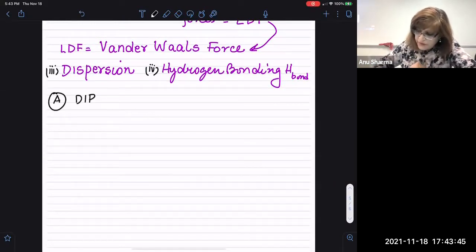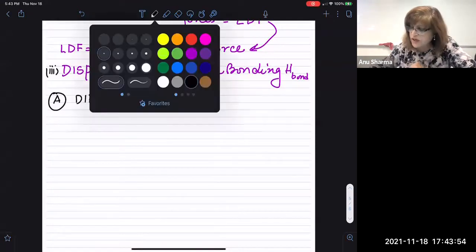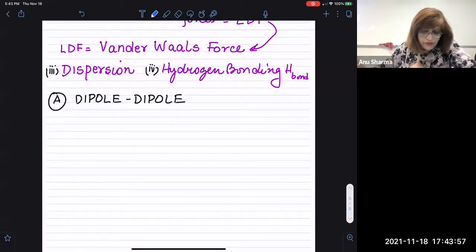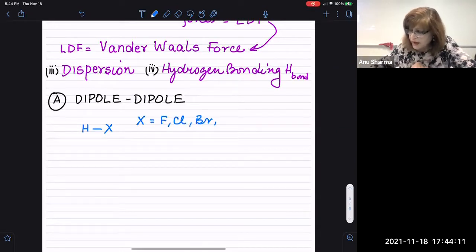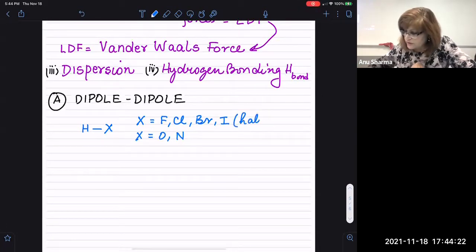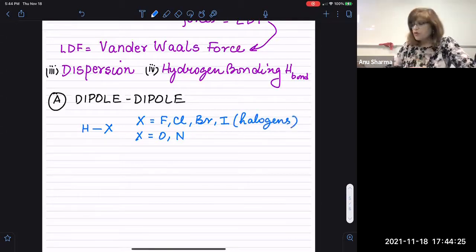Dipole. Di means two, pole means poles. So in molecules where there is an induced dipole, because one atom is more electronegative than the other. So for example here, hydrogen attached to X. Now what is X? X is equal to fluorine, chlorine, bromine, iodine, right? It can also be oxygen, it can also be nitrogen. X can also be these two. So these upper ones are called halogens, or oxygen and nitrogen.